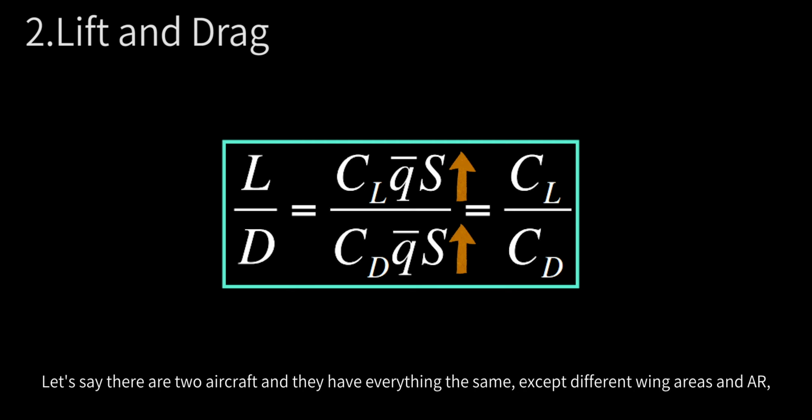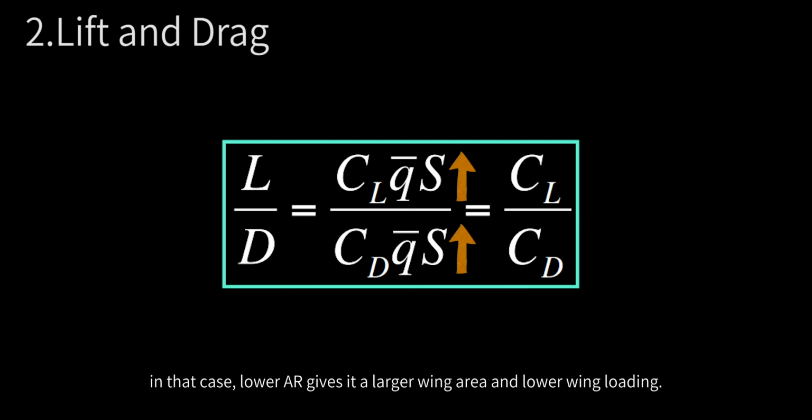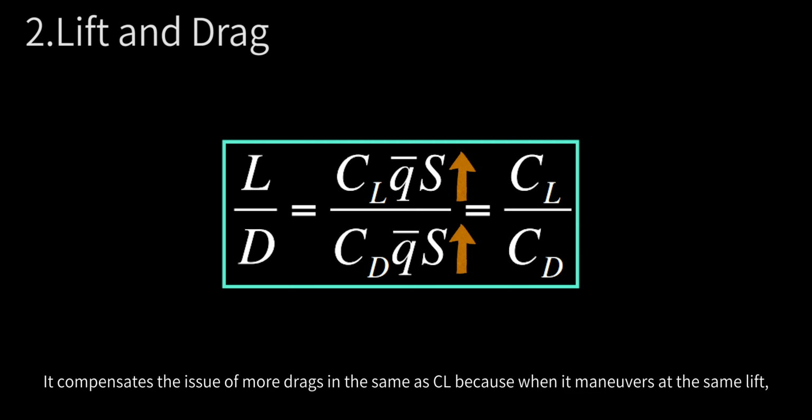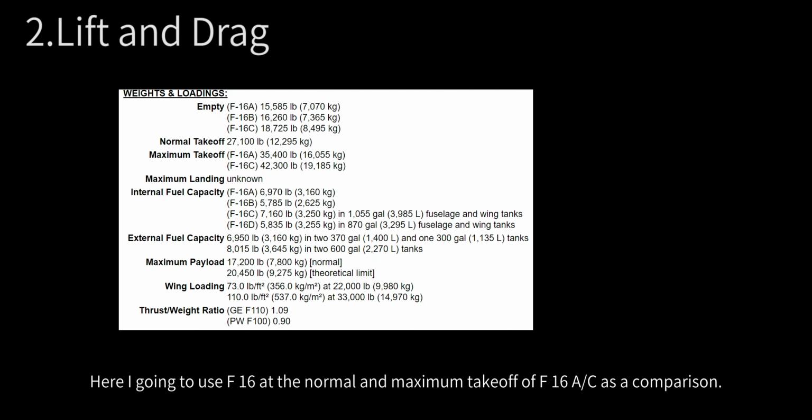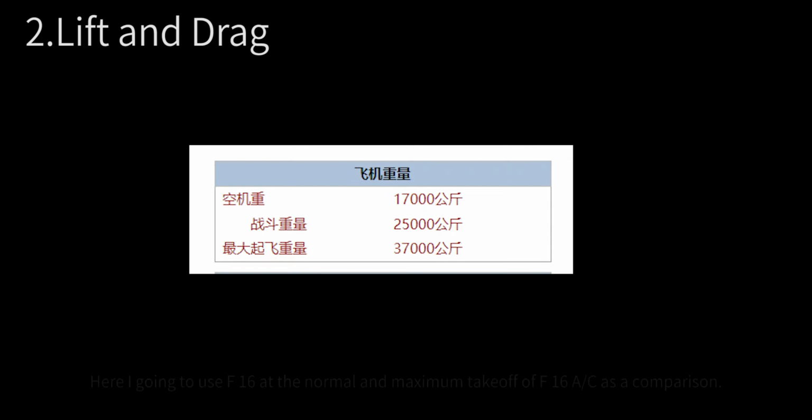Let's say there are two aircraft, and they have everything the same except different wing areas and AR. In that case, lower AR gives it a larger wing area and lower wing loading. It compensates for the issue of more drag at the same CL because when it maneuvers at the same lift, it only requires lower CL. Here I'm going to use F-16 at the normal and maximum takeoff weight of the F-16C as a comparison.